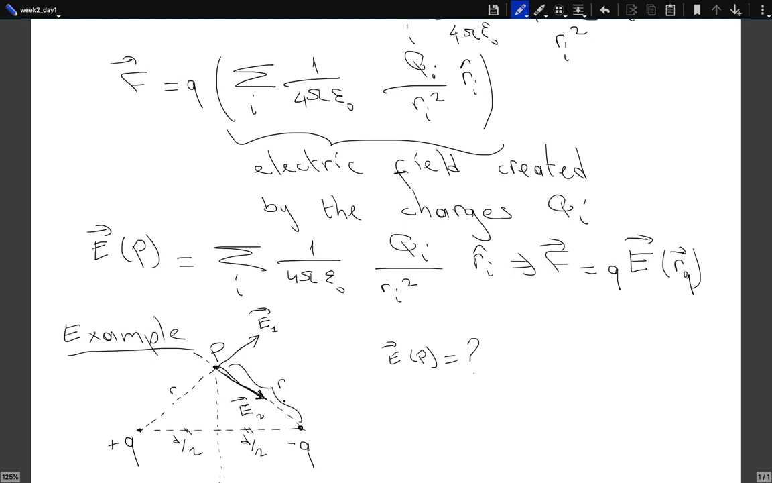But you see, the magnitude of the electric field created by a charge is this constant 1 over 4 pi epsilon 0 multiplied by the charge creating the electric field. Well, the magnitude of both charges is just q, divided by the distance squared. Well, the distance is r for both cases. So this is the magnitude of the E1 electric field and also the magnitude of the E2 electric field. They both have the same magnitude.